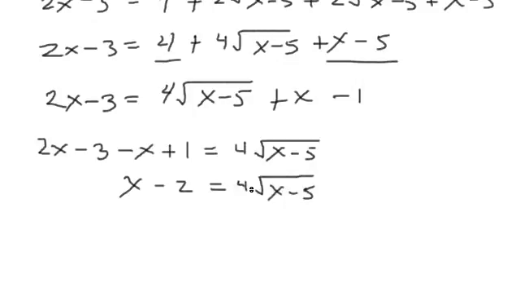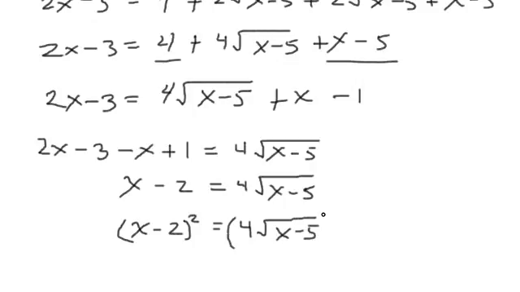So we got to get rid of this radical here, and we're going to do that by squaring both sides. So I have x minus 2 squared. So we got a little bit of work going on in this problem compared to the others. And square that side.